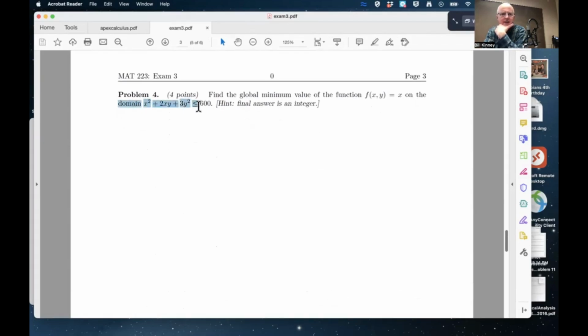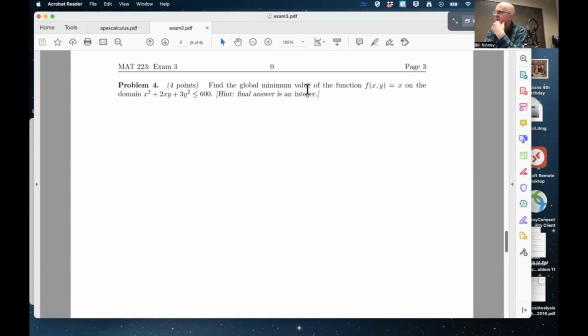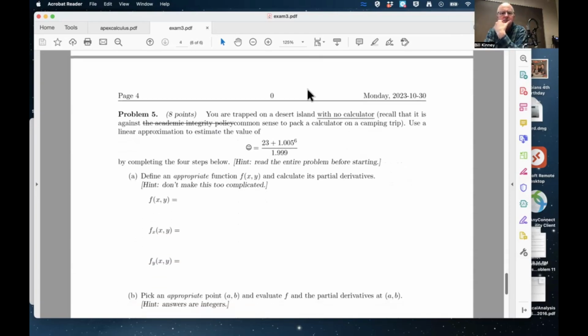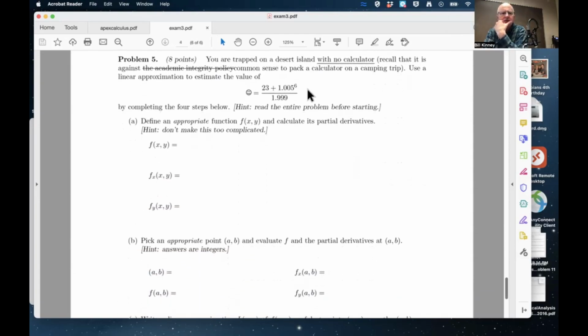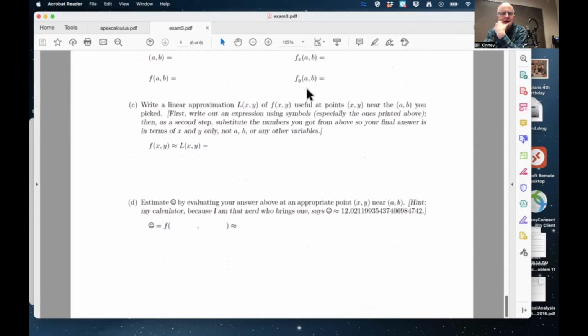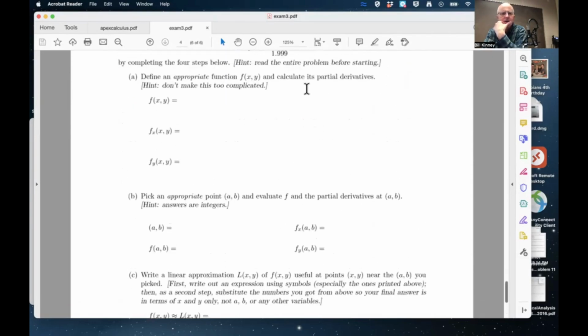A minimum problem, it looks like. I think this domain's an ellipse shape. Probably the Lagrange multipliers there is the best thing to use. Maybe I'll post that on Moodle. More linear approximations, which we emphasized a fair amount on last exam.